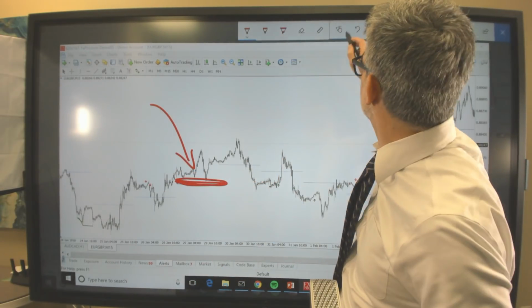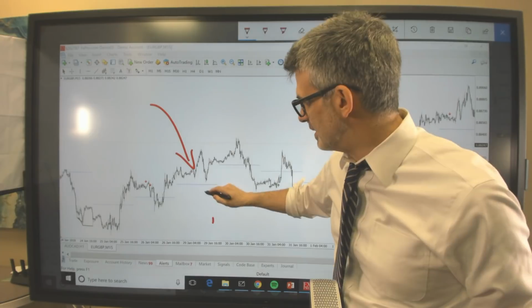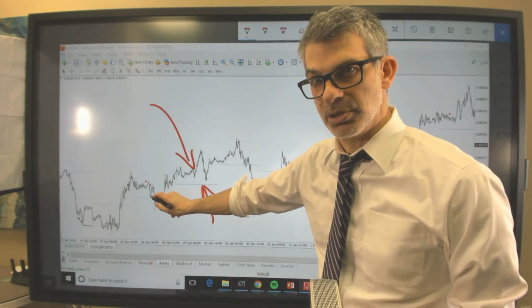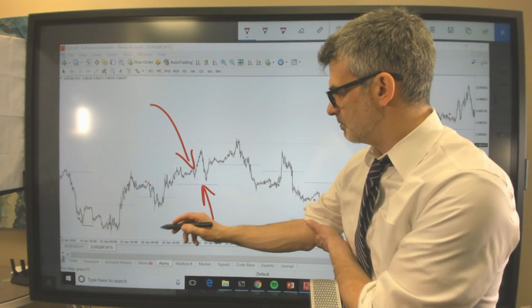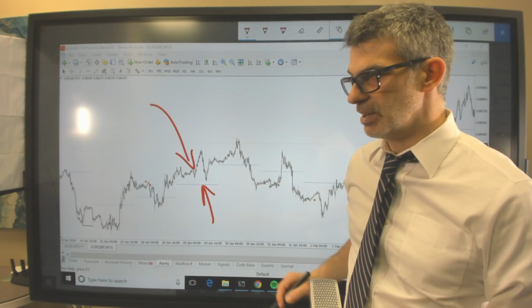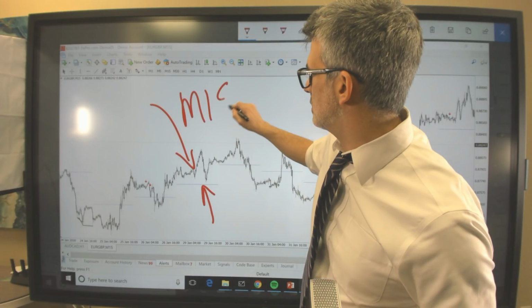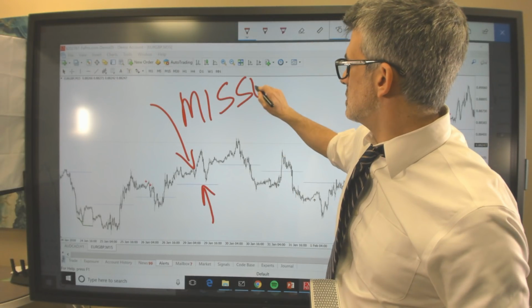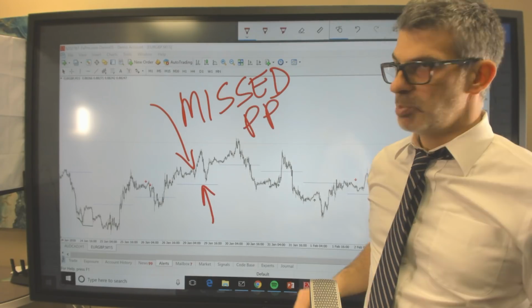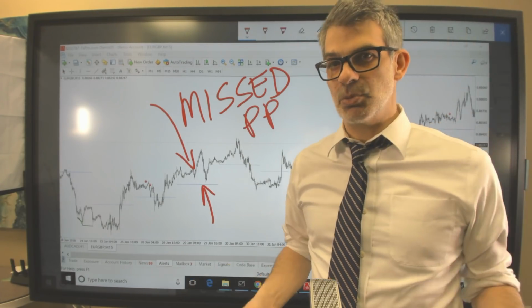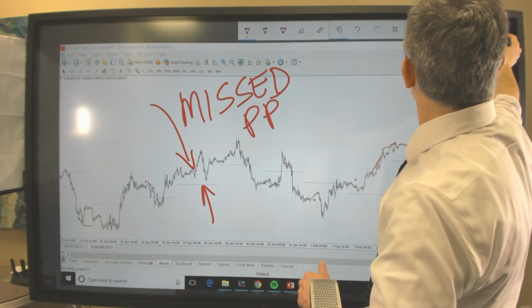This blue line is a daily pivot point. Now that is yesterday's high, low, and close added together and divided by 3. And price never hit that pivot point on the day that it was created. In other words, I call that a missed pivot point, a missed PP. That's a missed pivot point. That is an early warning sign that there is a trend.